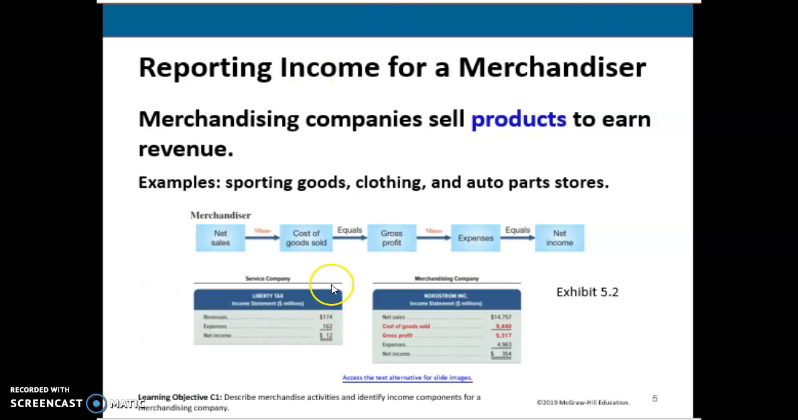So you can see here that the difference is revenue minus expenses for a service company gives you net income. We're adding in a subtraction here of our cost of goods sold to give us our breakout line of gross profit.